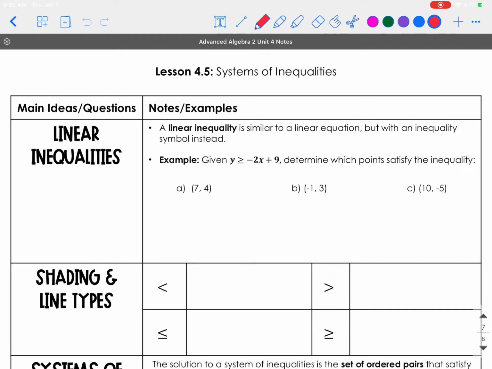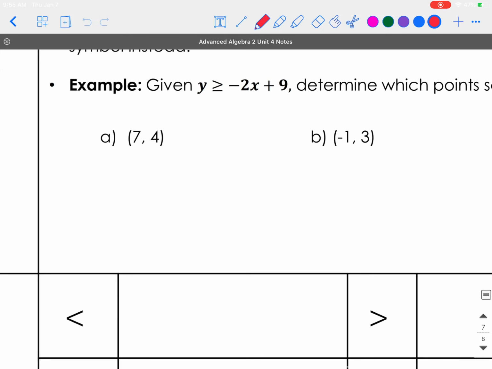So we're just going to give a basic single linear inequality. Let's say y is greater than or equal to negative 2x plus 9. The way I can test to see if a point is a solution is by plugging in the x and the y and seeing if it's actually true. So let's test it out. Let's plug in 4 greater than or equal to negative 2 times 7 plus 9.